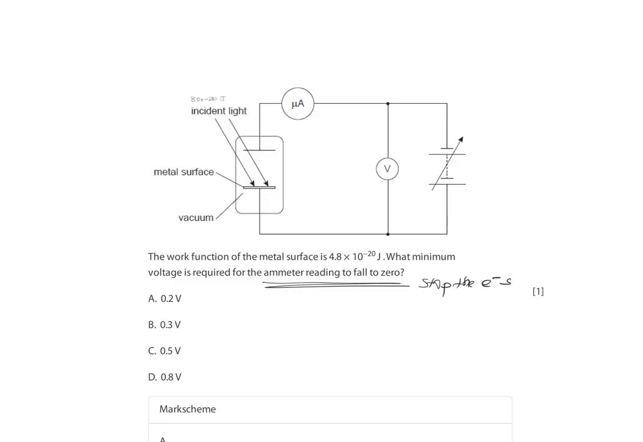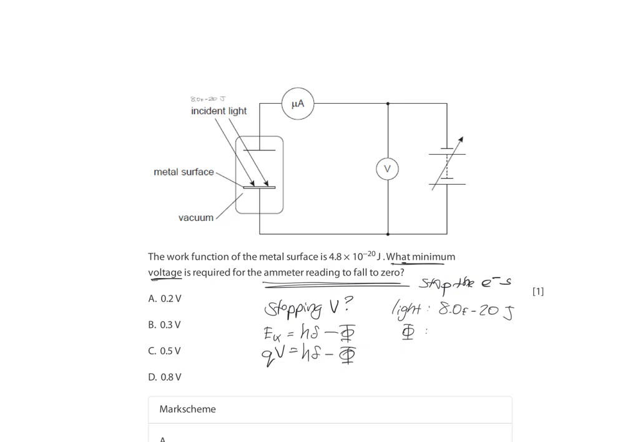So what is that? Getting the ammeter to fall to 0, that's stopping the electrons from crossing the gap. So what are they talking about with the minimum voltage to get that to happen? The stopping voltage. Basically I want to just barely stop the electrons from getting across. The light's coming in with 8 times 10 to the negative 20 joules, and at baseline, that light has to overcome the work function to get the electrons off the plate. That work function is 4.8 times 10 to the negative 20 joules. So that means the electrons are crossing the gap with 3.2 times 10 to the negative 20 joules.